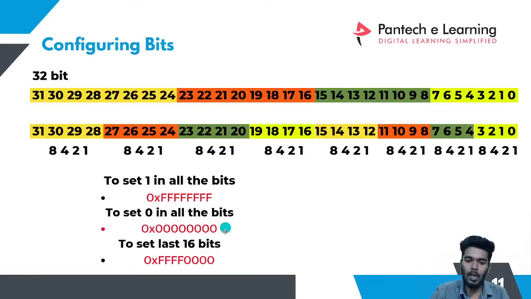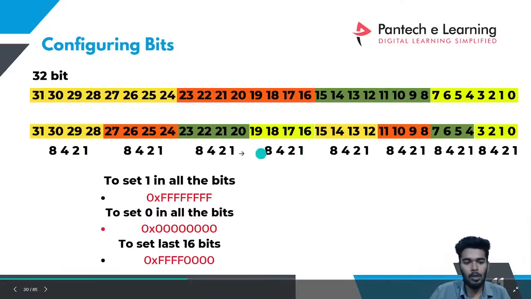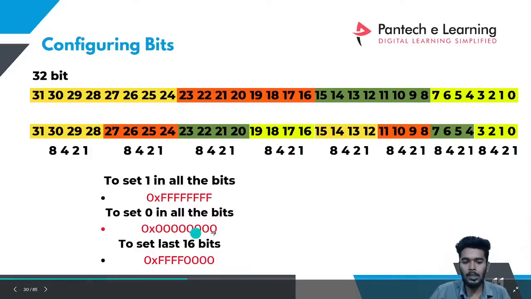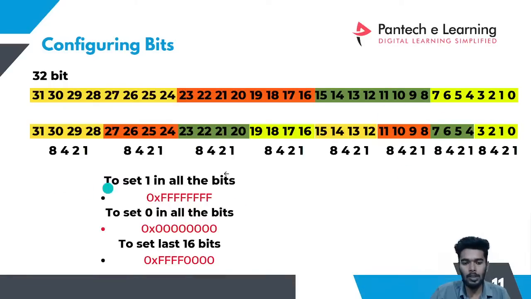It is the same process to clear. Every digit represents each column. If I want to set logic 0 in all the bits, I give this in hexadecimal form. By giving 0s, all the bits will be changed into logic 0.